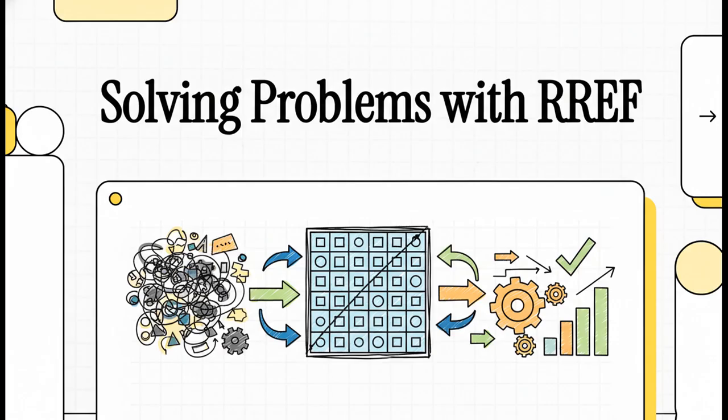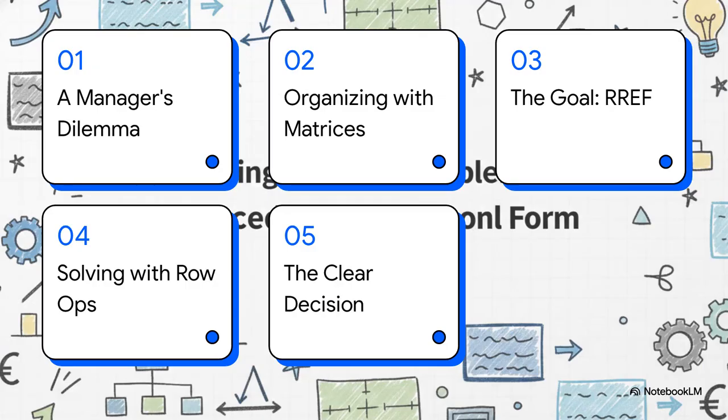Now, I want to be clear. This is not just some abstract mathematical exercise. This is a foundational skill for any of you who want to become effective managers. We're going to learn the language and the logic of matrices, and specifically, how to get to something called Reduced Row Echelon Form. So here's our game plan for today.